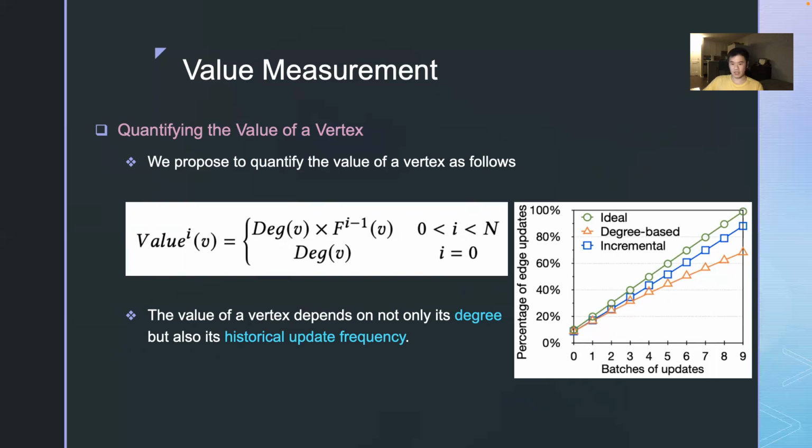Here in the equations, n is the number of update batches and degree(v) is the number of outgoing edges of the vertex v. The update frequency of v in the (i-1)th update batch represents the number of edge updates to the vertex v. The value of v is initialized to degree(v) before the 0th update batch starts. And value to the power of i of v denotes the value of v after applying the (i-1)th update batch.